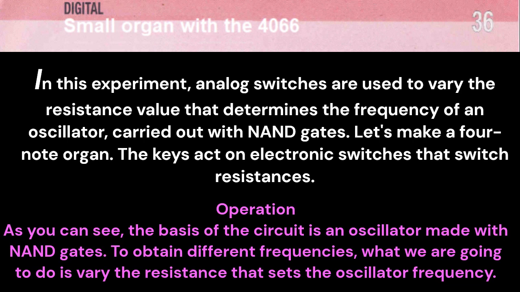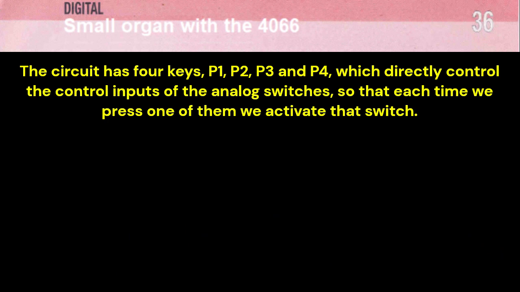Operation. As you can see, the basis of the circuit is an oscillator made with NAND gates. To obtain different frequencies, what we are going to do is vary the resistance that sets the oscillator frequency. The circuit has 4 keys, P1, P2, P3 and P4, which directly control the control inputs of the analog switches, so that each time we press one of them we activate that switch.